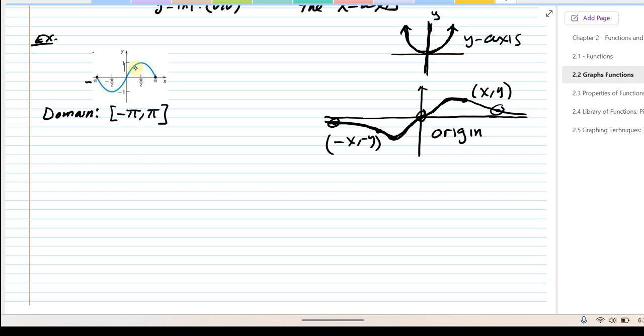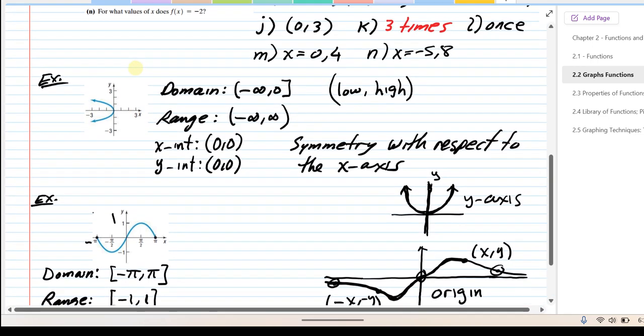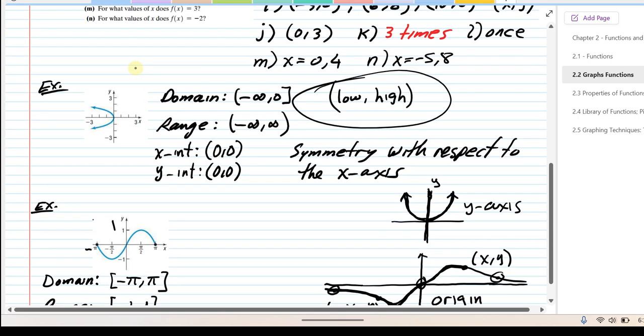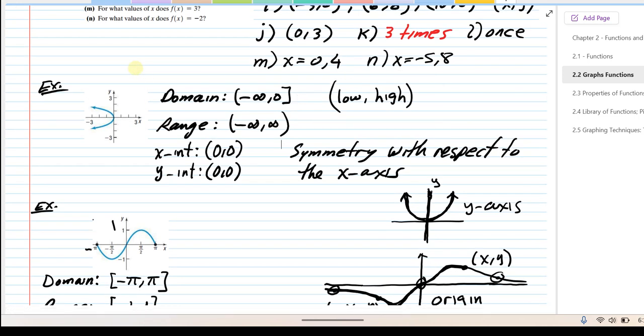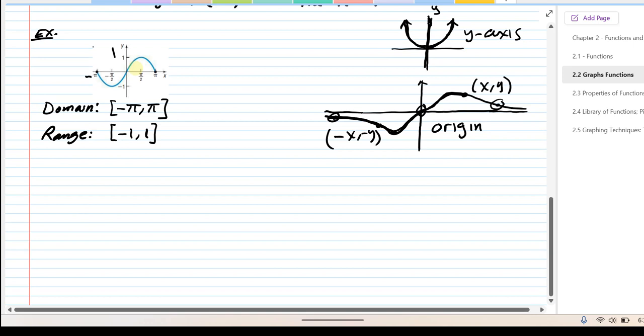We'll get to those later in about 3 weeks. Okay, and there you have it. Domain from negative pi to pi. Now, what about the range of this? The range is possible y values. This thing is bound between negative 1 and 1, right? There is no value higher than 1. There is no value on the graph lower than negative 1. So the range is going to be from negative 1 to 1. And always remember, for domain and range, we write them from low to high in interval notation.